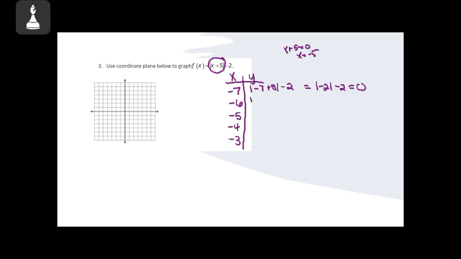-6 plus 5 in the absolute values, and then subtract 2. So -6 plus 5 is -1 inside the absolute value. Absolute value of -1 is 1. 1 minus 2 is -1. Now plugging in -5 plus 5 is going to give me the absolute value of 0, which is 0 minus 2. -2.